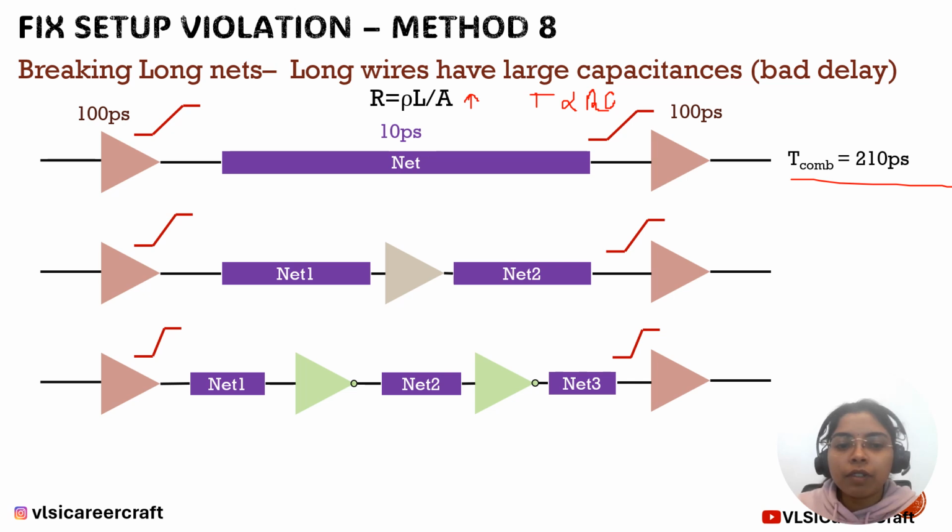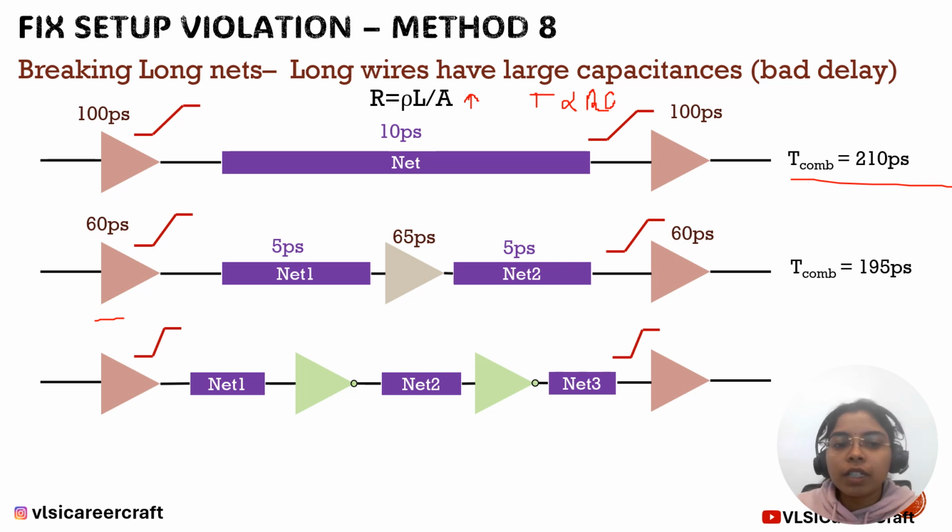Now, in the second case, I am trying to break the net into two parts. So this buffer now is driving a shorter net compared to the first case. So it makes a transition which is better than the first case. Let's say now it is taking 60 picosecond and these two nets are taking 5 picosecond, and the buffer which is sitting in between these two is taking 65 picoseconds of delay. So what is the effective combinational delay here? 195 picosecond, which is somewhat lesser than the first case.